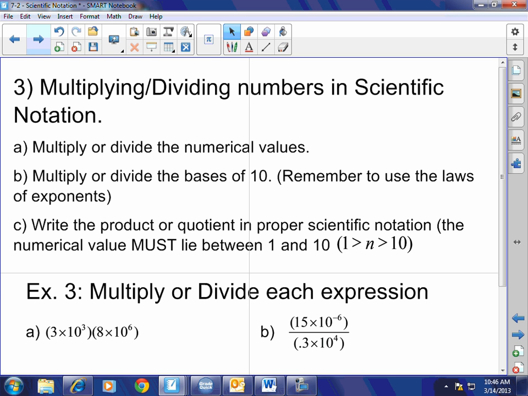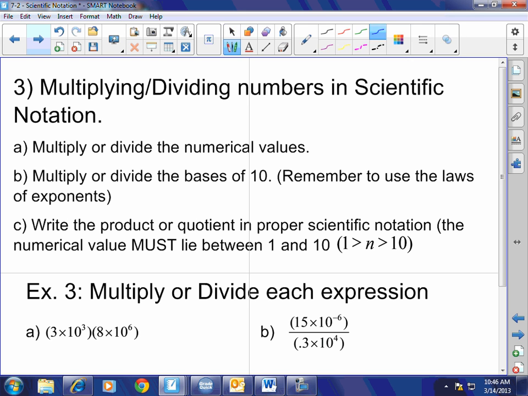Remember to use the laws of exponents. If you're doing 10 to the 5th times 10 to the 3rd, you're multiplying the same base, so you add the exponents. That's going to be 10 to the 8th. If you're doing 10 to the 5th divided by 10 to the 3rd, you're dividing, so you subtract. That's going to be 10 to the 2nd. Remember your power rules. And then C, write the product or the quotient.